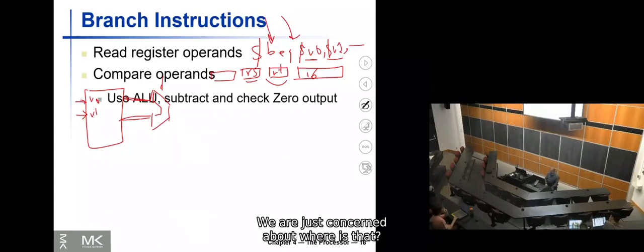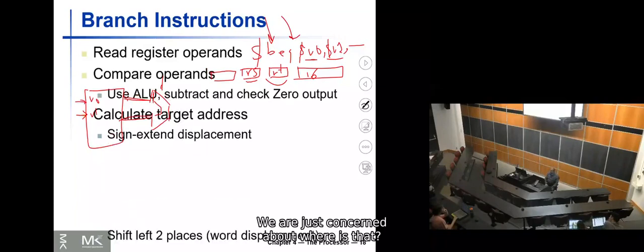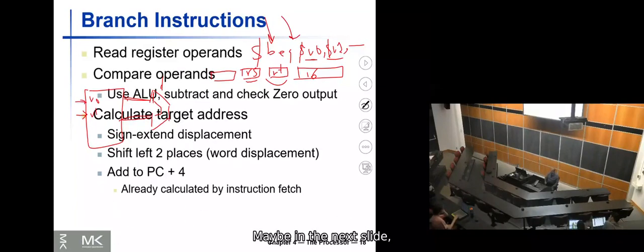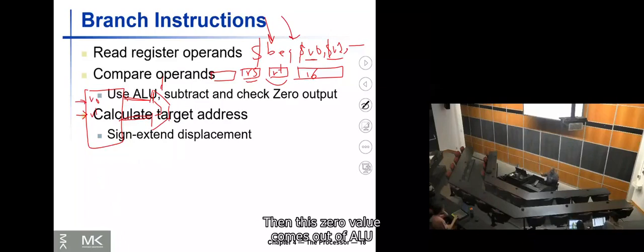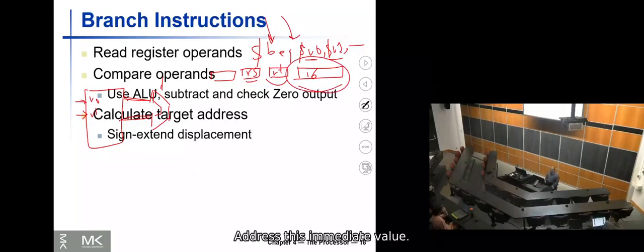So we are just concerned about the 0 value. Then this 0 value comes out of the ALU and goes to some place to control the next PC. The next PC would be either the regular PC, I mean PC plus 4, or PC plus 4 plus this address, this immediate value. Okay, so let's read through it and then look at the diagram.